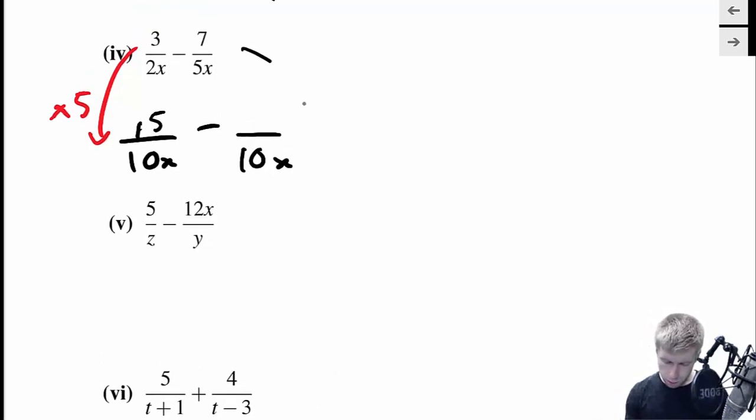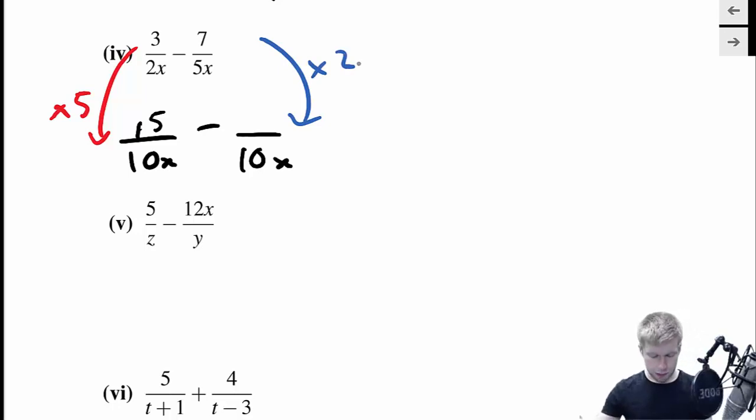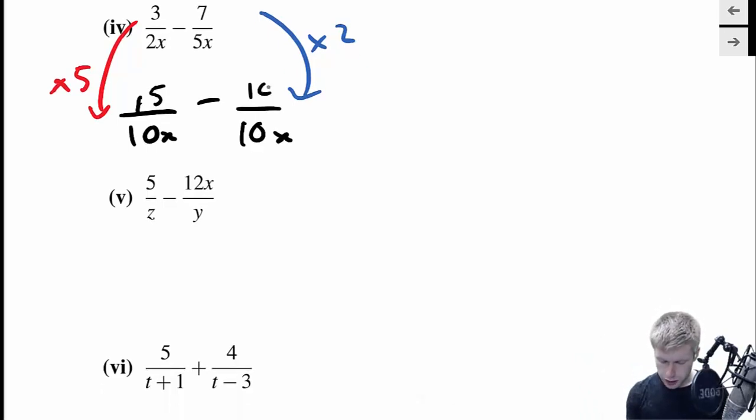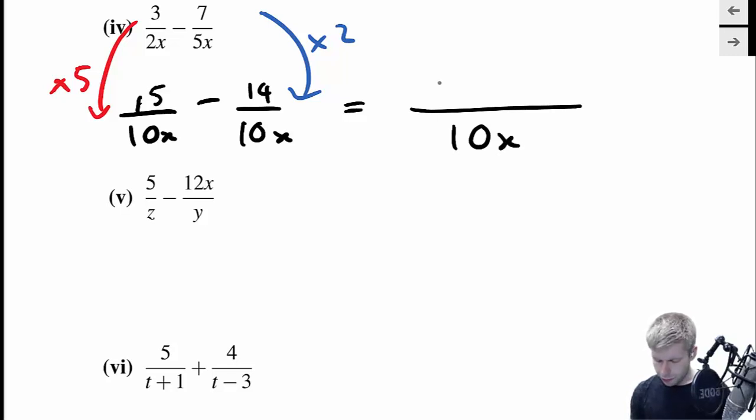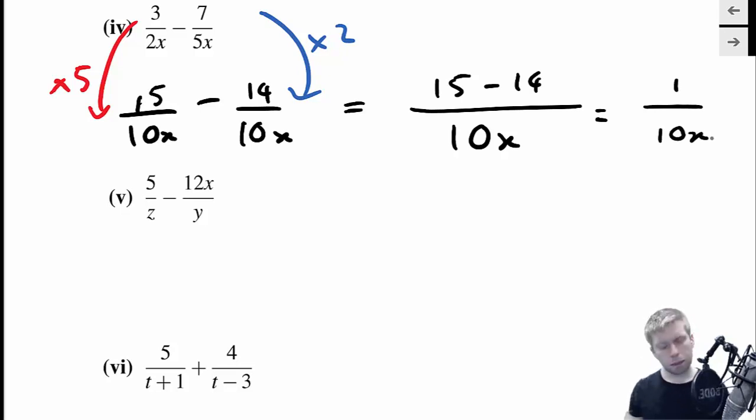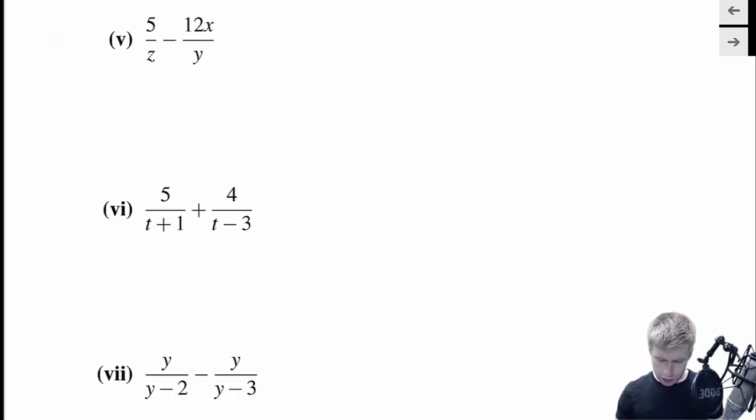Then let's think about the second one. Well, I have a 10x on the denominator. What have I multiplied by? I must have multiplied by 2, because 5x times 2 gives me 10x, which means I also need to multiply that numerator by 2 as well, which gives me 14. Okay. And then it's just a case of writing it all over 10x. I have 15. I take away 14. Oh, look, that gives me 1 over 10x. Okay. So let's have a look at this one now.